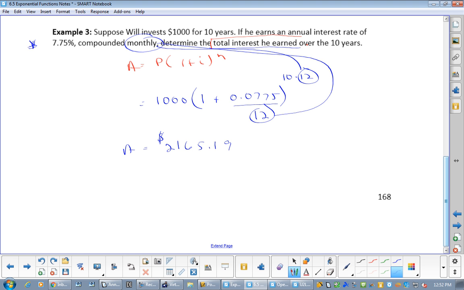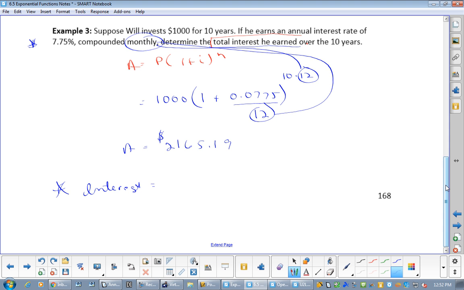Did he make that much? He has that much. How much did he make? So here's where we're going to put the asterisk. Interest equals, what would be the formula for interest? A subtract. Awesome. That's exactly what it is. You just came up with your own formula. So interest equals A, which is 2165.19, minus the principal. That's how much I had to put in to make that amount of money.